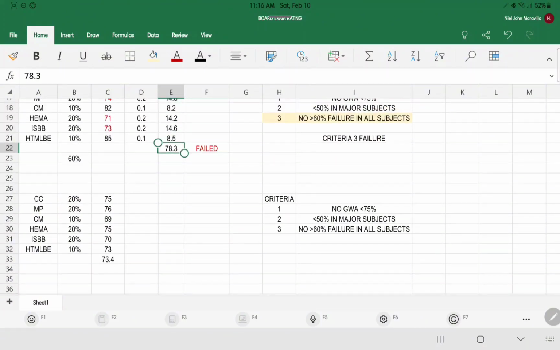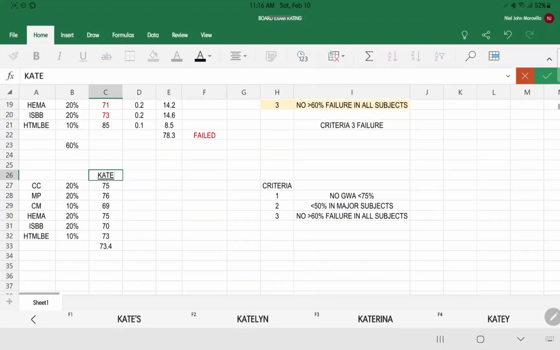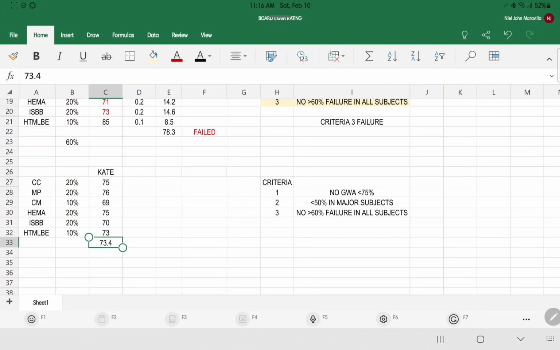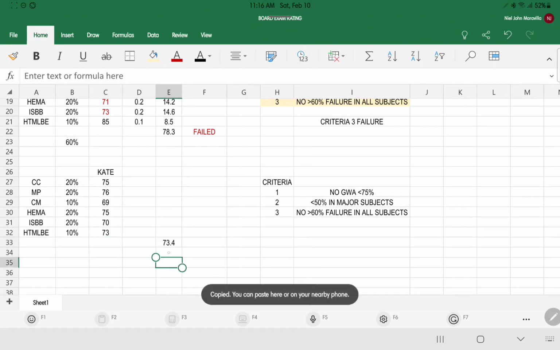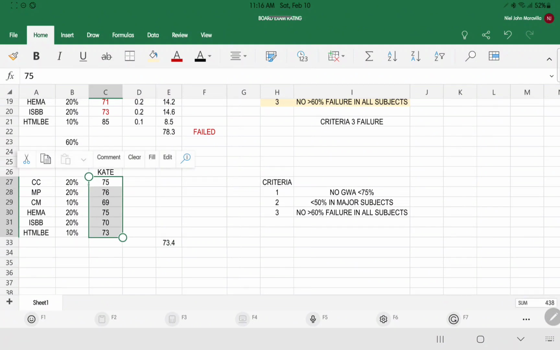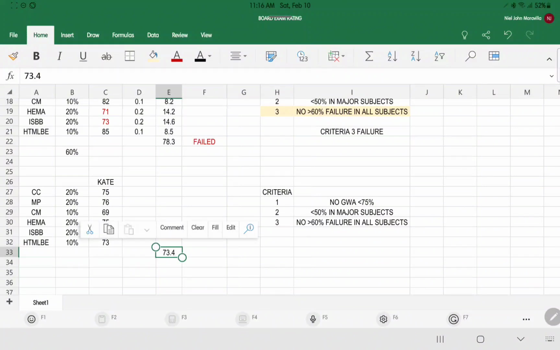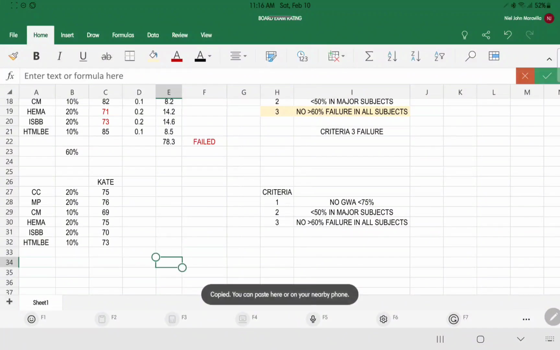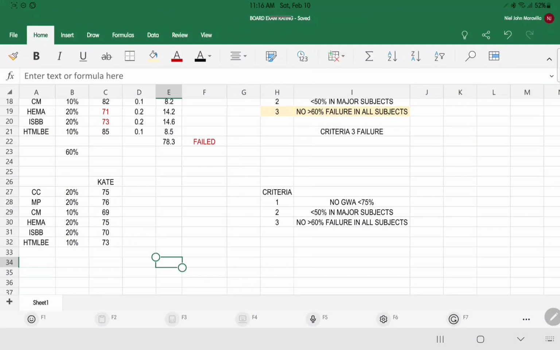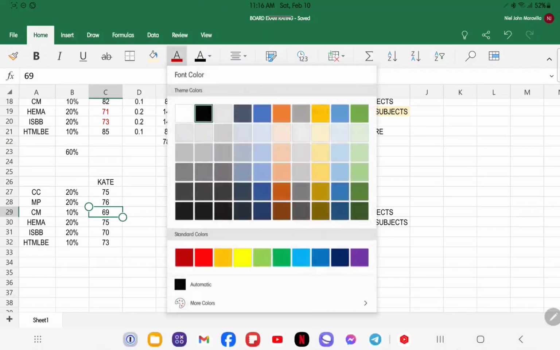So we have, let's say for example, si exam taker Kate. Ayan. Actually, guys, even without computing dito sa kanyang GWA, kahit wala ito, you can clearly see na bagsak na siya. How? So, titignan ko agad ang kanyang mga weighted average. So, tingnan natin kung failed ba talaga.